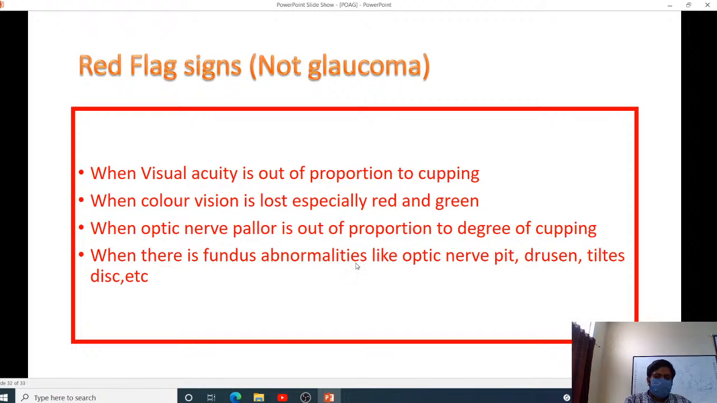And when fundus abnormalities are there, like an optic nerve pit, drusen or a tilted optic disc, in these cases you have to be very careful in treating. Okay.